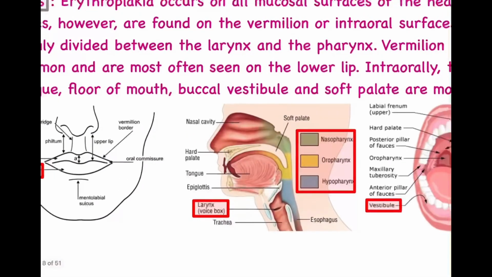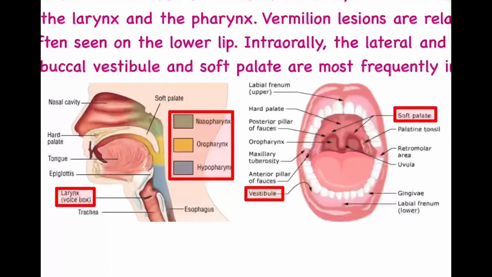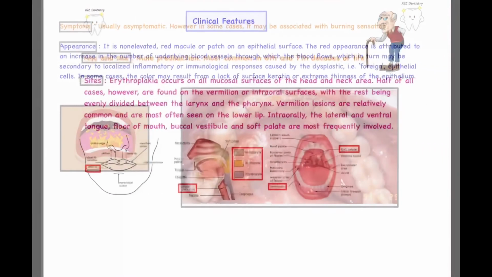Coming to the next part, right, coming to the intraoral surfaces, it is very common in the buccal vestibule. It might also involve the soft palate. Then the lateral and ventral surfaces of the tongue are also very commonly involved in erythroplakia. Apart from it, certain lesions can also extend to the larynx as well as the pharynx.